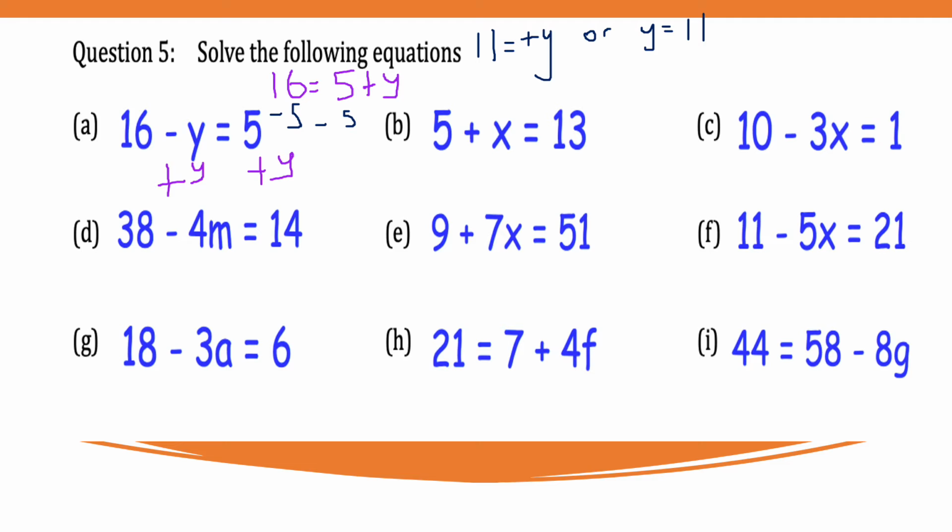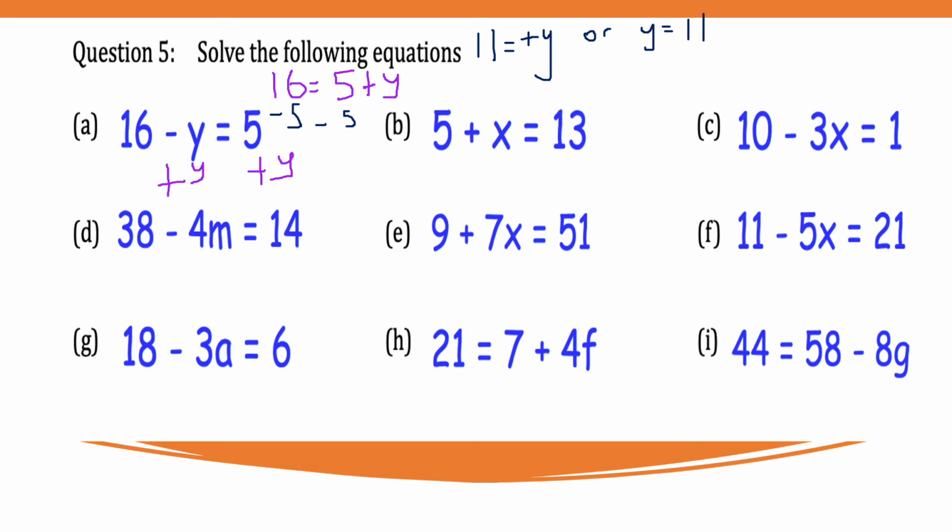Now, in some of my other solving equation videos, I might have done a different method. It doesn't exactly matter as long as I get the correct answer. So in another video, what I might have done is minus 16 on both sides and then multiply through by -1 to get rid of this minus y. It doesn't matter which way you do it, it's still going to give you the same answer.